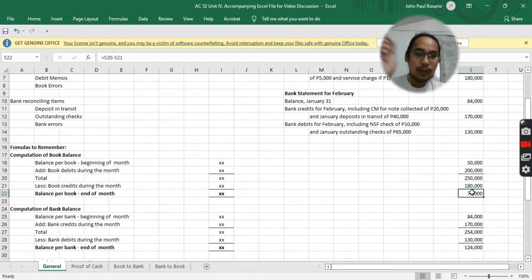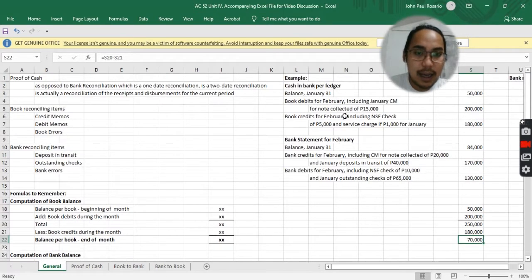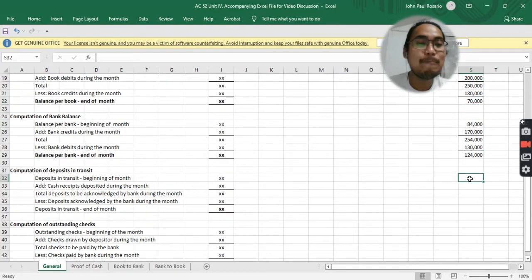Okay? So, before we go sa reconciliation, let's go here muna sa how to compute for the deposit in transit. Now, as you can see here, sa atong deposit in transit, we can see that sa beginning balance niya dito sa ato ang bank credits. So, sa ato ang bank credits, nag-ingon siya nga the 170,000 nato nga bank credits, it includes 40,000 of deposit in transit in January. So, meaning that means nga ato ang beginning nga deposits in transit is 40,000. Now, how much is your cash receipts deposited during the month?